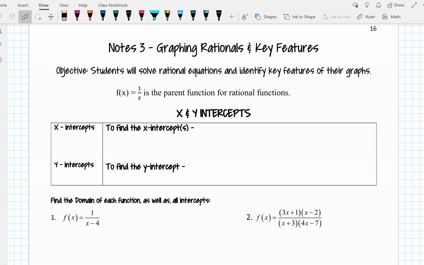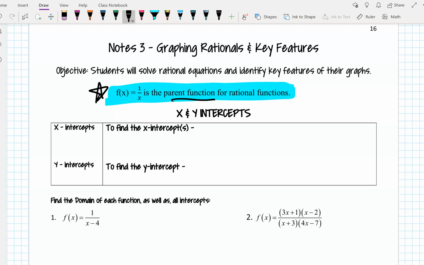Hey guys, all right, we're gonna do notes 3, graphing rationals and their key features. So we're gonna use what we know about graphing and try to find these key features of rationals. The parent function for rationals is 1 over x. Any other changes to it will change all those key features. So it's really important you understand that this is the parent function. We've talked about that before.